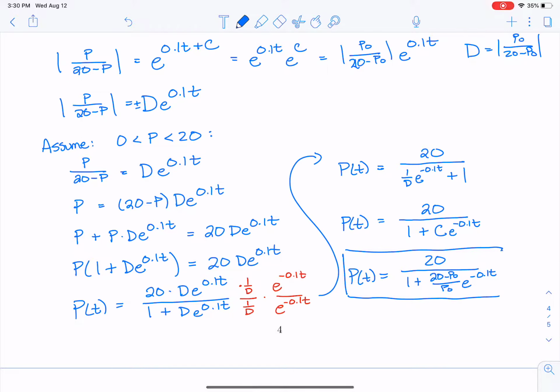Okay, and that is what is called a logistic curve. We'll note that p of t is always going to be positive as long as I'm starting between 0 and 20. But what's important to note is that as t goes to infinity, that exponential decays to 0, and so p of t goes to 20, which is our carrying capacity. So we have evidence here from this formula for the logistic curve that as t goes to infinity, our population approaches the carrying capacity.